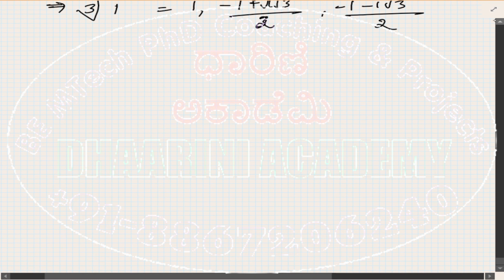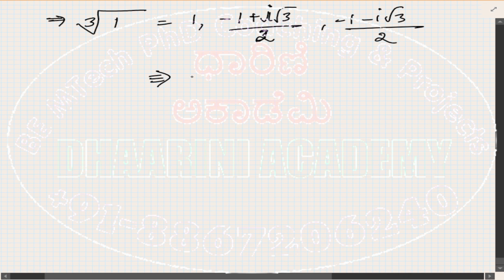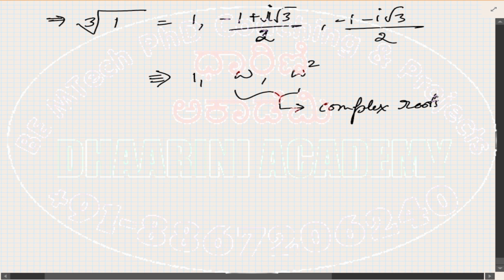Okay, we denote them in the following fashion. So this is denoted as 1. One of them is called omega. Second one is called omega square. Okay, so these two are referred to as complex cube roots of unity. So the 1 itself is called the normal root of unity.